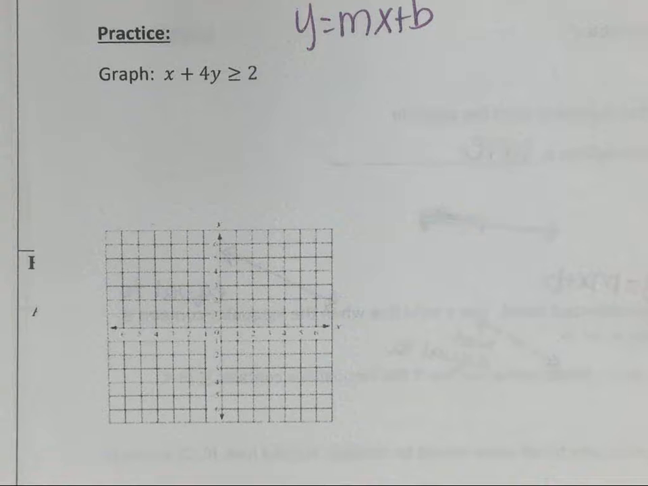Divide by 2. 2 divided by 4, which is what? 0.5. What does that mean?